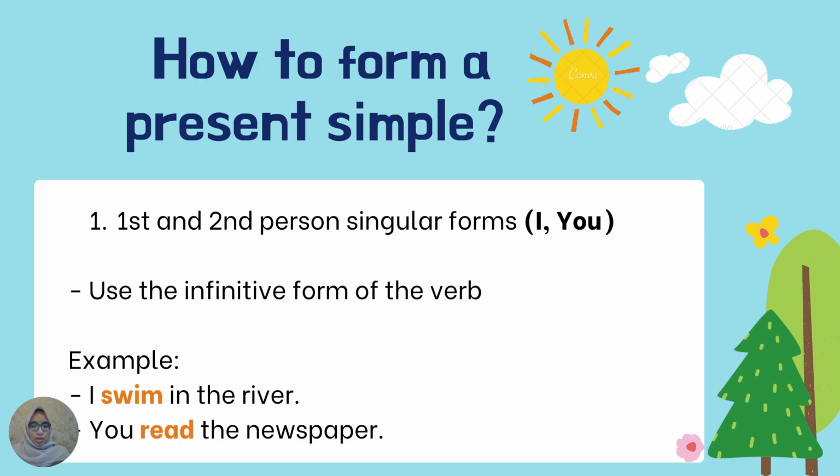So the first rule is that if the subject is the first and second person singular forms, which are I and also you, the verb used must be the root word. For example, I swim in the river, you read the newspaper. So there are no changes made to the verb if the subject is I and you.